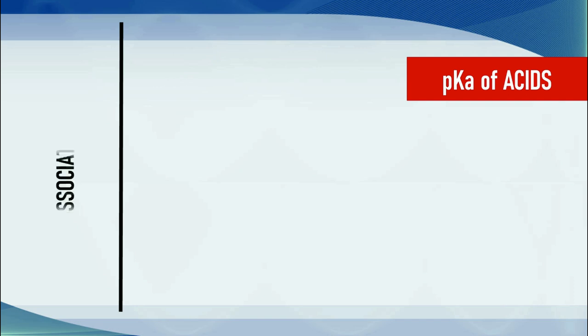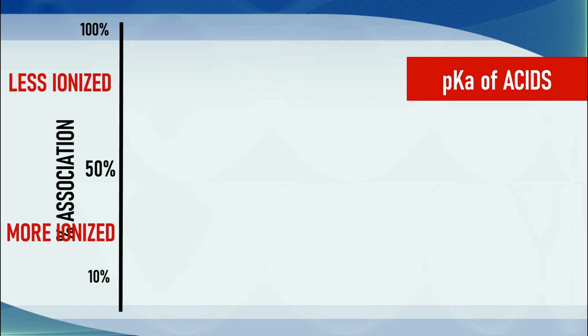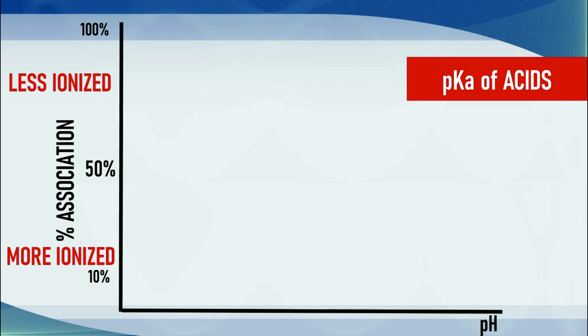Let's draw a cartoon. This line represents the percentage association, 10%, 50%, and 100%. As one moves upwards, the compound is less ionized and more associated, and as one moves downwards, the compound is more ionized and less associated. On the x-axis, we're going to draw pH. In this direction, the pH is lower, and in this direction, to the right, the pH is higher.